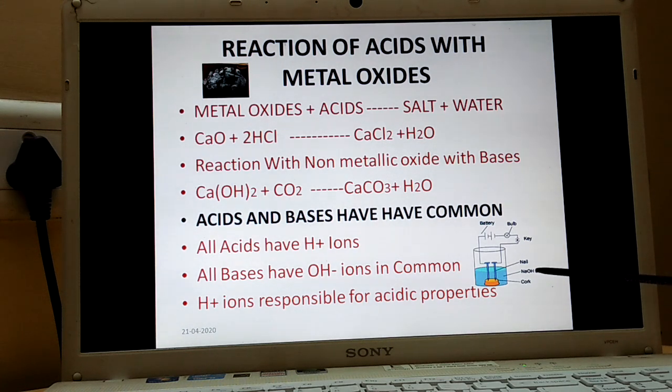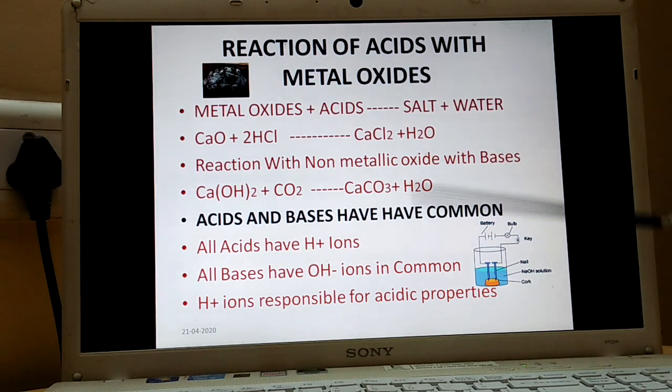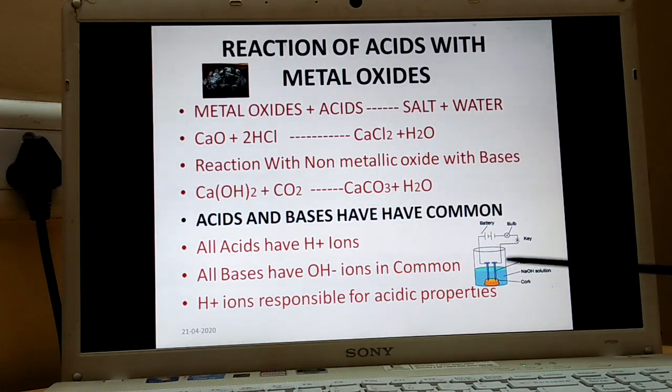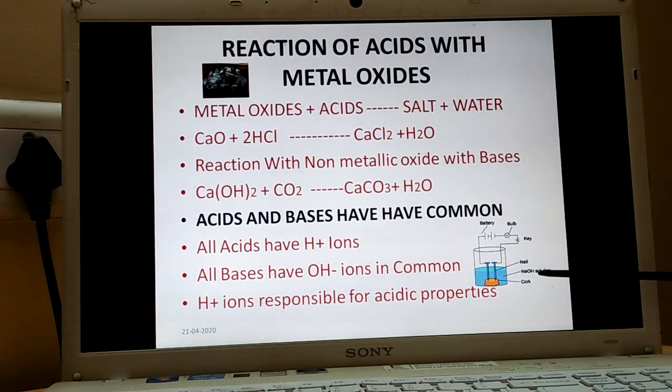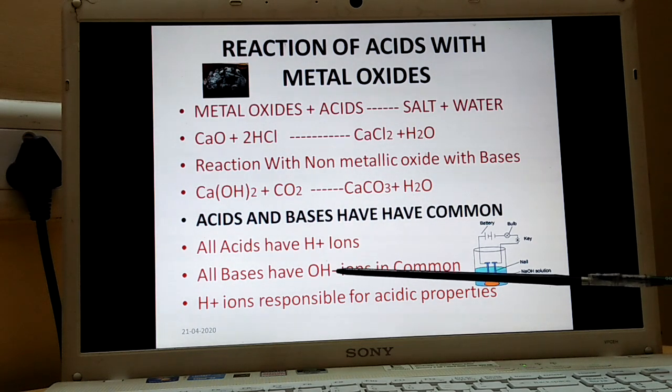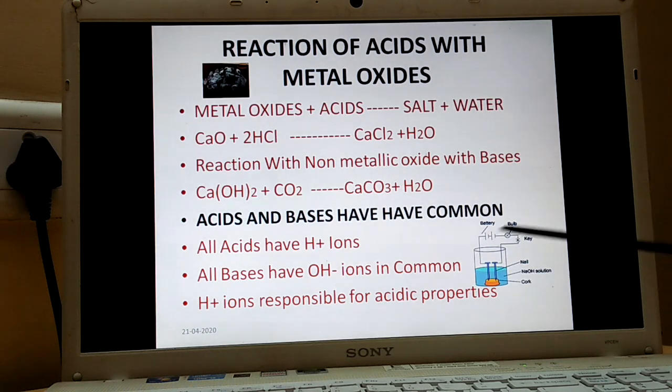So instead of taking sodium hydroxide, we can also take hydrochloric acid, HCl. Then the ions formed will be H plus and Cl minus ions. Again, in that case also the bulb will glow. So what is common in them, students? We can easily note down that whenever hydrochloric acid undergoes electrolysis, it gives rise to H plus ions, and whenever sodium hydroxide undergoes electrolysis, it gives rise to OH minus ions. So what is common in them?